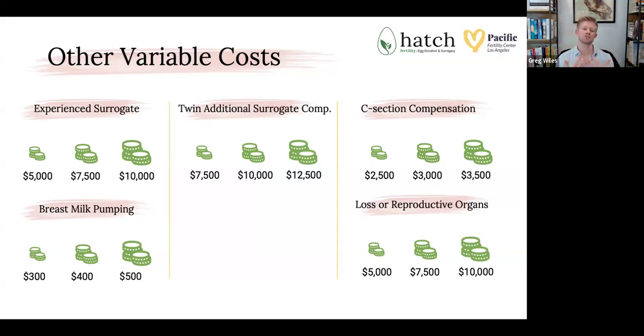So most surrogates at agencies will earn between $5,000 and $10,000 more for every successful previous journey. If you work with a 4-time previous surrogate, it will likely be $30,000, $40,000, $50,000 more. Again, you should know this in advance of matching, but that is an additional cost you may incur if you want to work with an experienced surrogate.